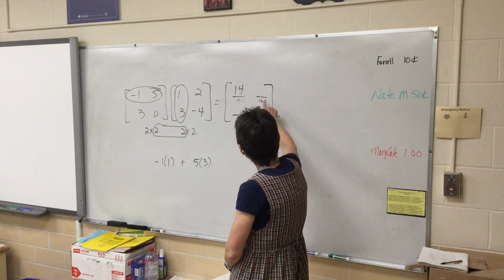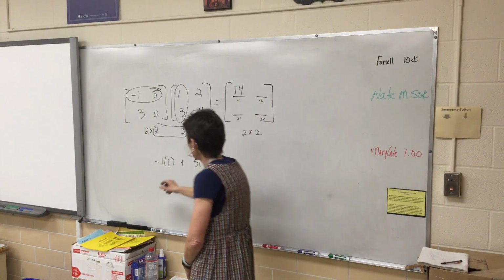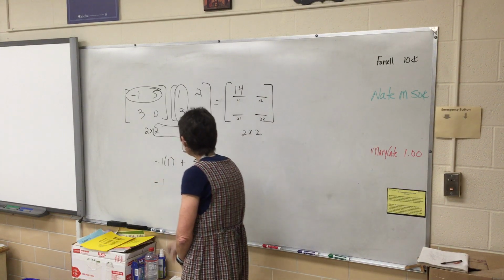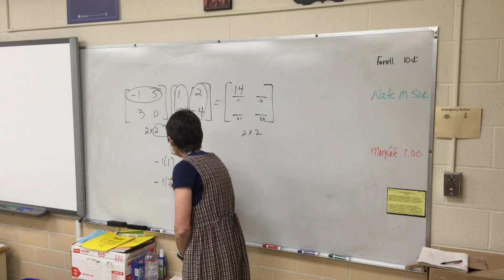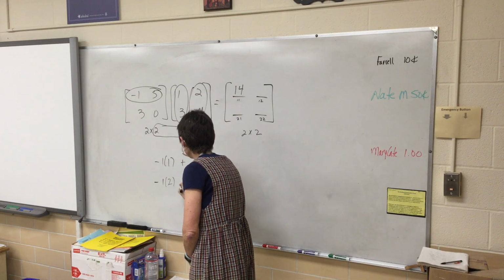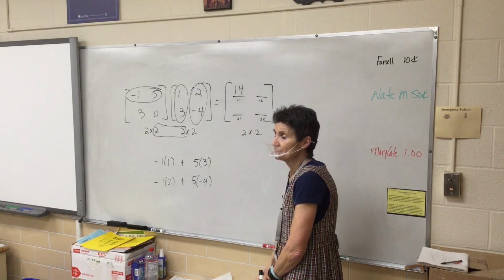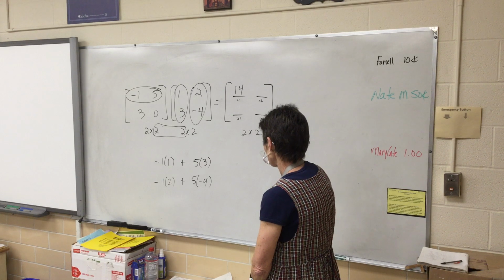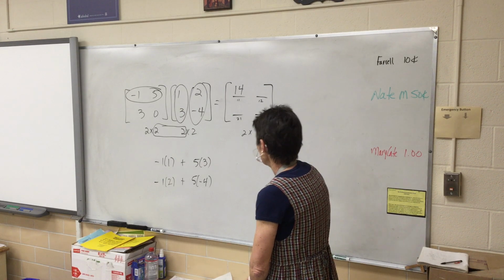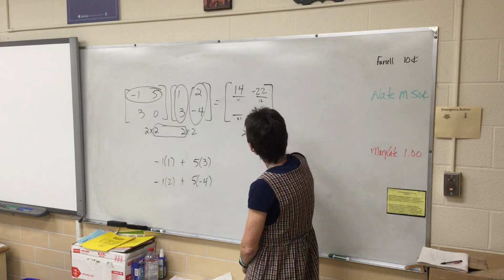All right. Now, if I do this one, it's still the first row, so it's -1 and 5. But now it's the second column, which is 2 and -4. What is that? -22.